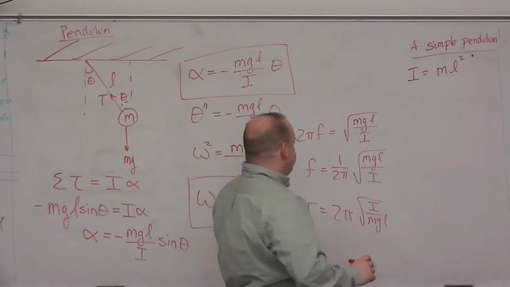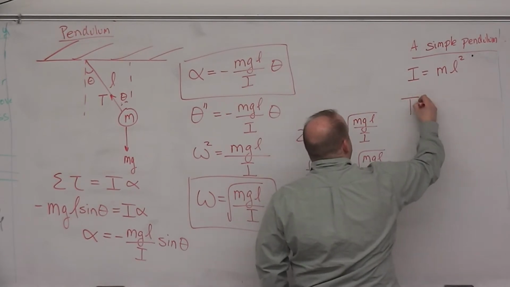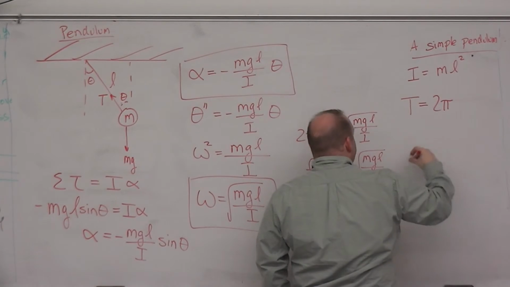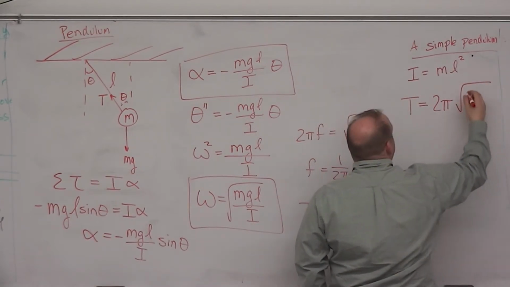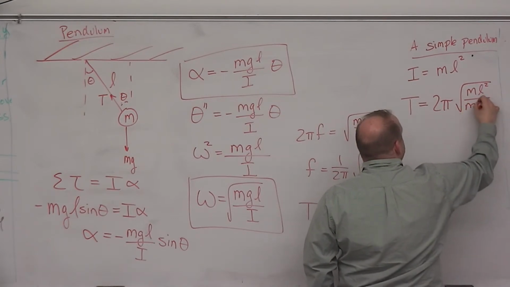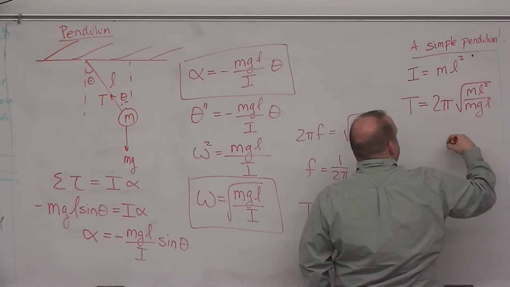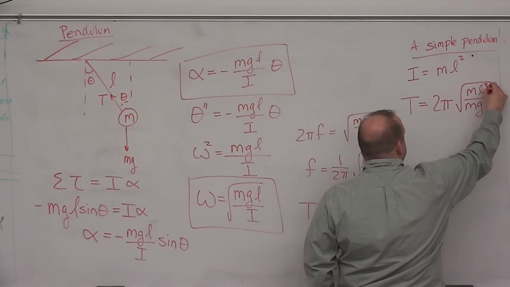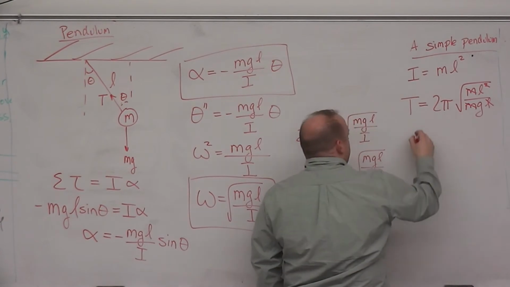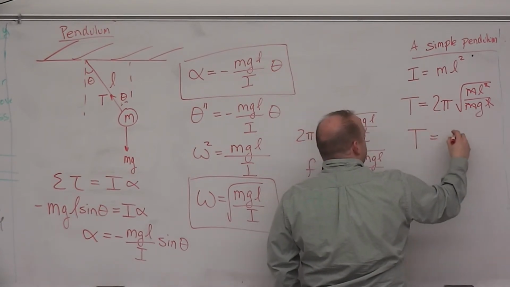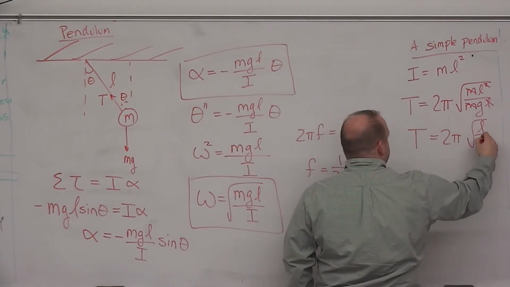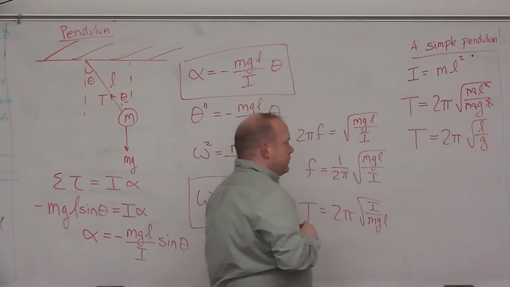So now the period here, and this is the period of a simple pendulum, is 2 pi root of I, which is ml squared, over mgl. Now would you look at that? First of all, one of the L's cancels out, but the m's also cancel out. So for a pendulum, the period of the pendulum does not depend on the mass.